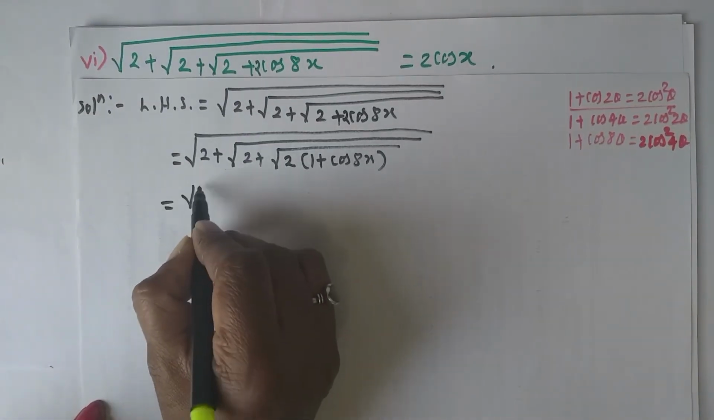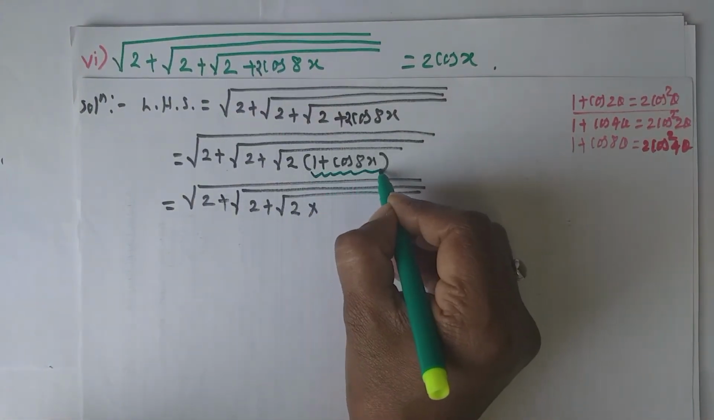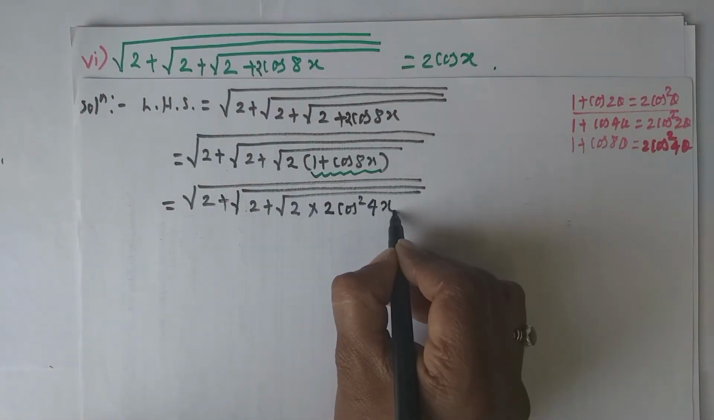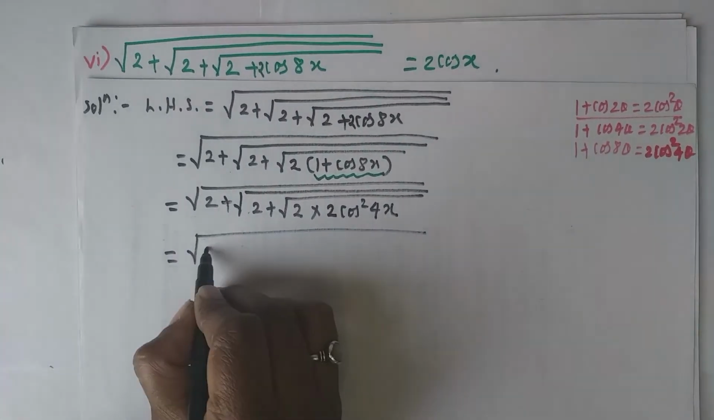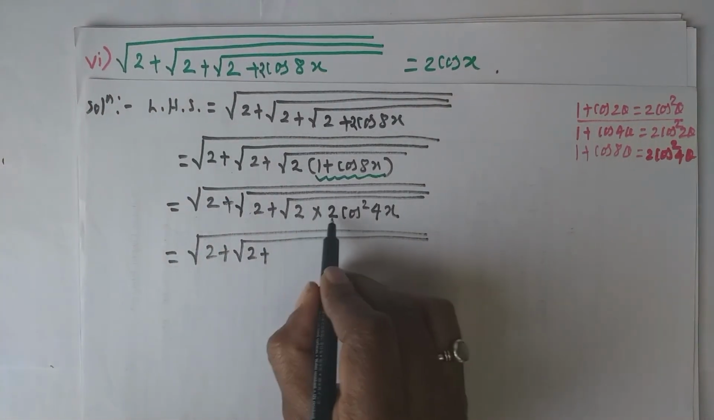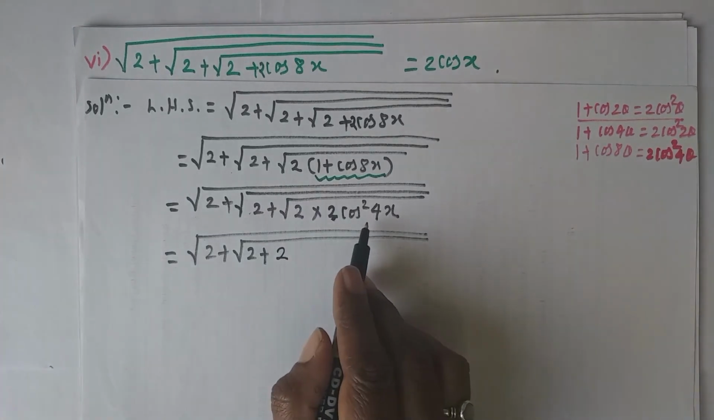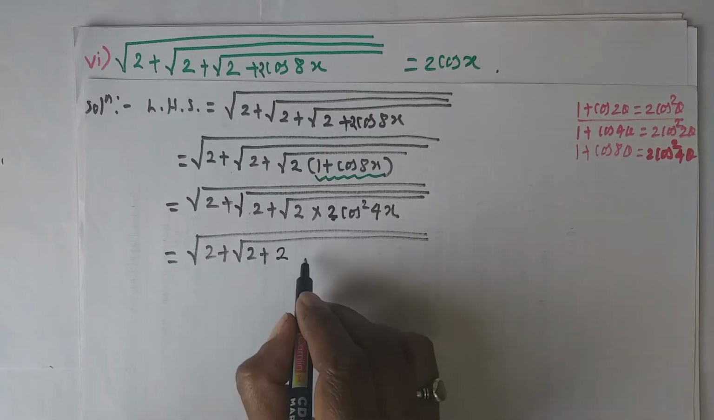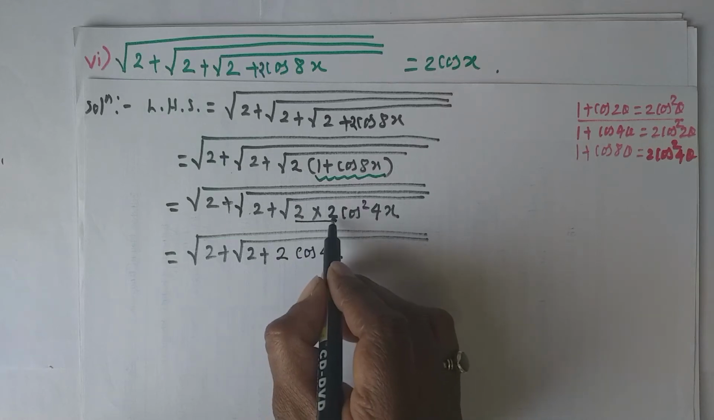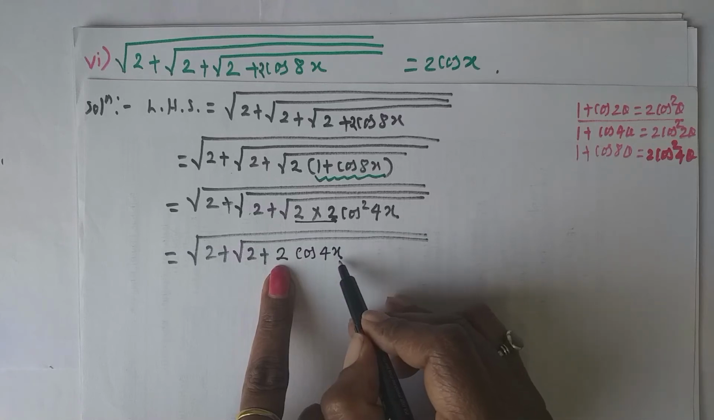Okay, then you write down this. This will be 2 into the value of 1 plus cos 8x, which is 2 cos square 4x. Then write down this term, 2 plus, as it is. Now what will this be? 2 into 2 will be 4, and if I take the square root, this will be 2, and the square root of cos square 4x will be cos 4x. I am taking the square root: the square root of 2 into 2 is 4, its square root is 2, and the square root of cos square 4x is cos 4x.